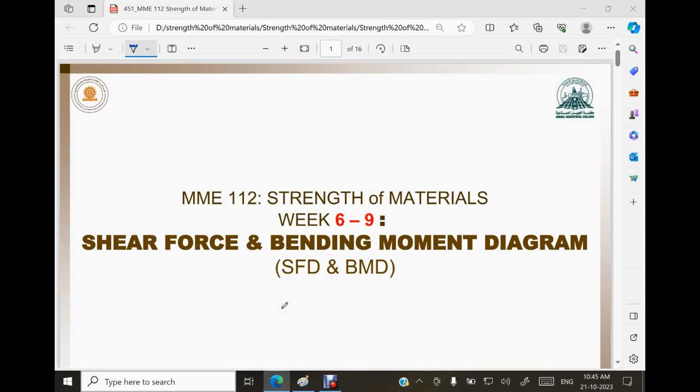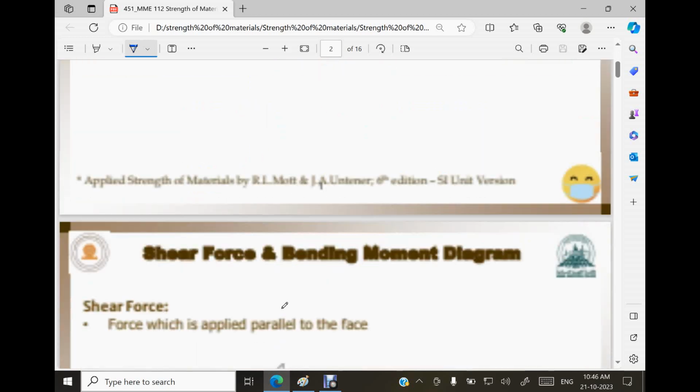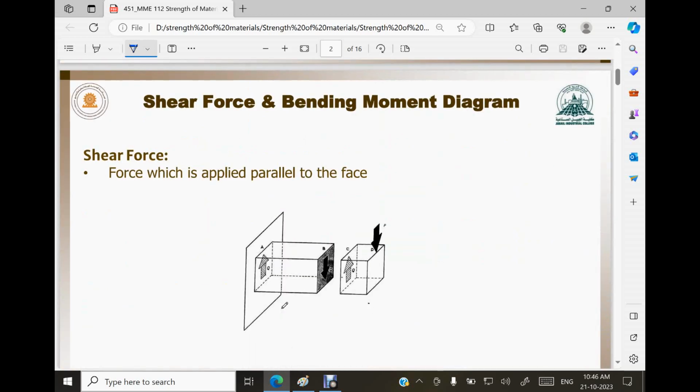Now today we are going to start shear force and bending moment diagrams. In this chapter we will learn what is shear force and what is bending moment, what is the effect of shear forces and bending moments on the given members or structure. Okay. Now here we have shear force.